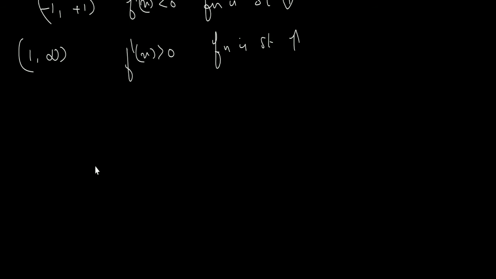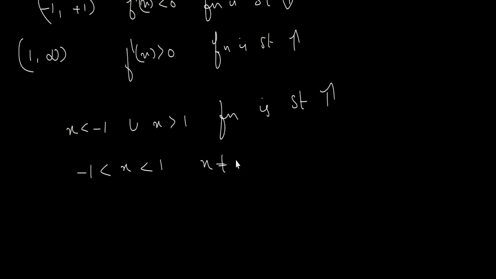So the question is, where is it increasing? When x is less than minus 1, union x greater than 1, the function is strictly increasing. Then when x is from minus 1 to plus 1, x is not equal to 0, the function is strictly decreasing.